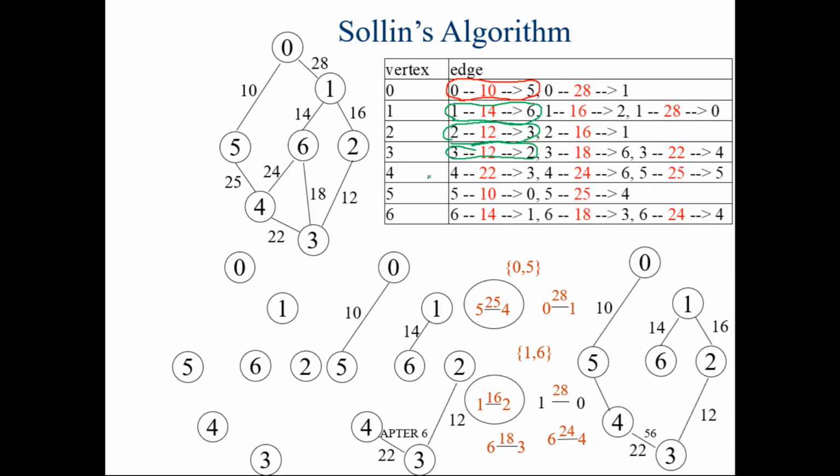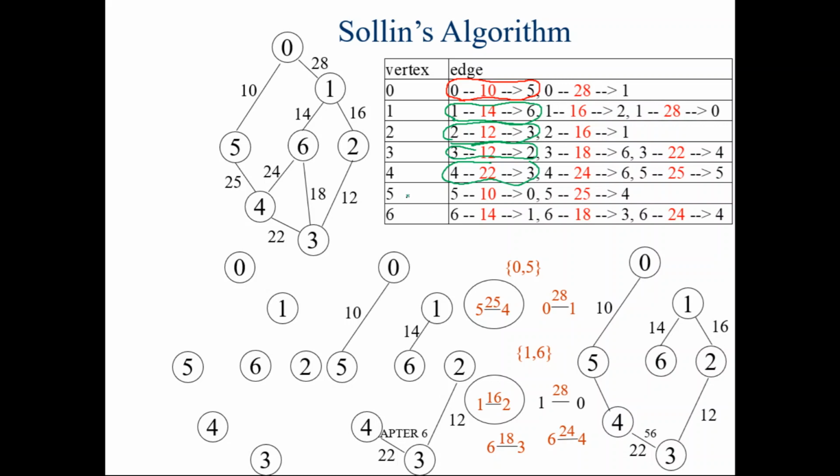Similarly, identify for vertex 4. From vertex 4, how many edges are there? 1, 2, 3. Three edges are there. The costs are 22, 24 and 25. The minimum cost is from 4 to 3, which is a cost of 22. Okay, 4 to 3, the cost is 22.